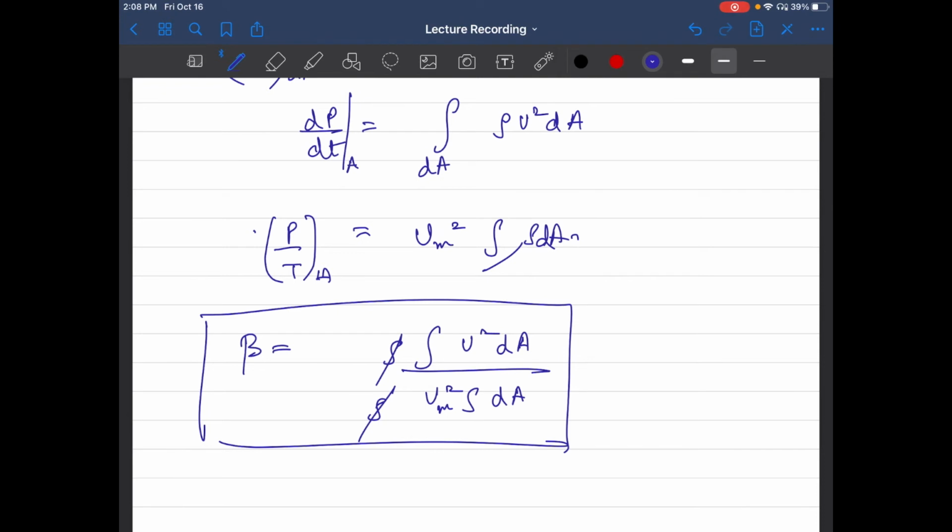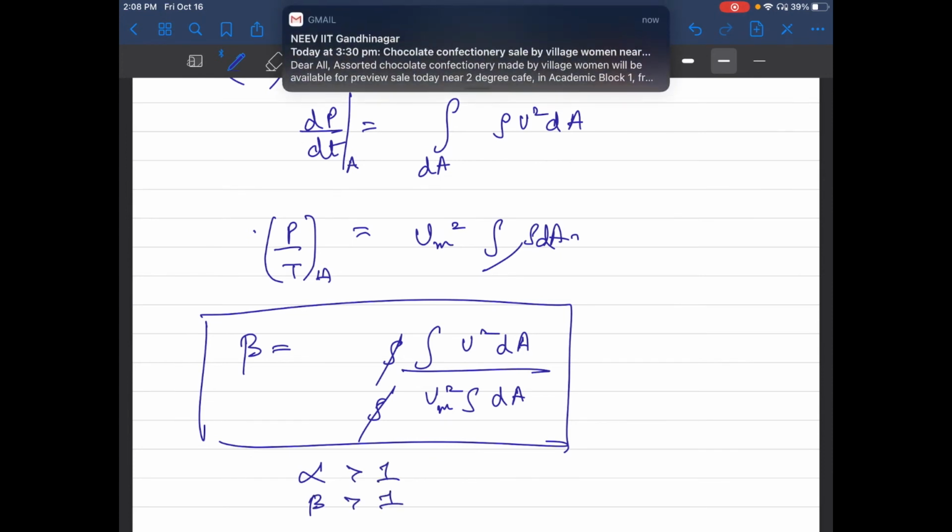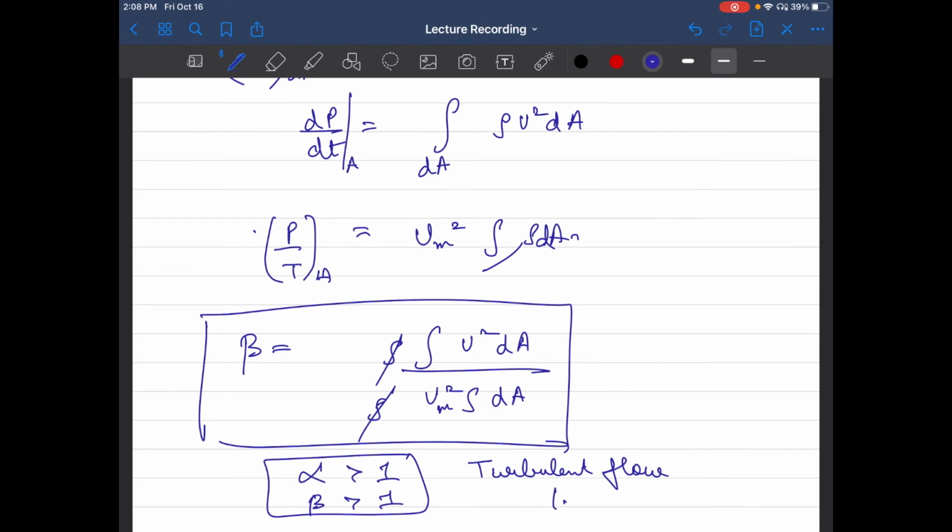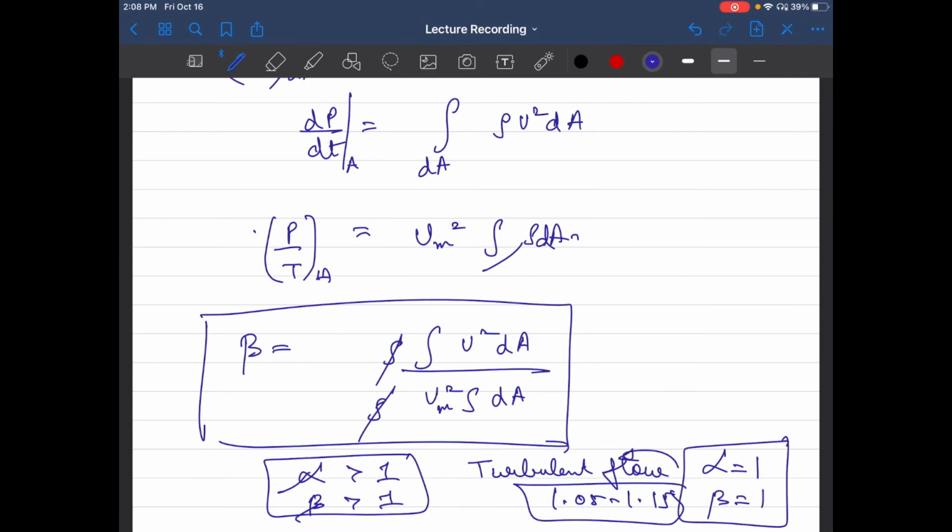Now if we talk about the values of the momentum correction factor as well as the energy correction factor, they are generally greater than 1, and in case our dominant flow is turbulent flow, the values typically lie in a range of 1.05 to 1.15. In absence of any information, we take the value of alpha and beta equal to unity if we know that flow is turbulent and we are not sure about the exact properties of the channel section and the exact description of variation of velocities.